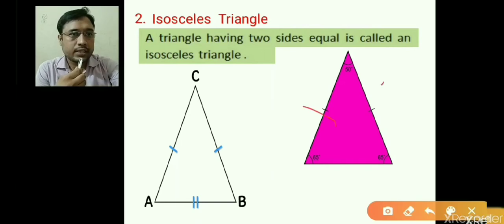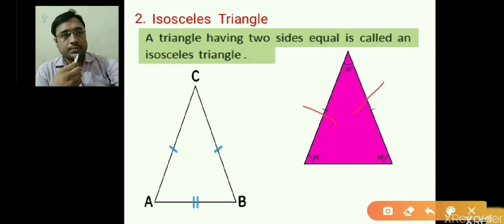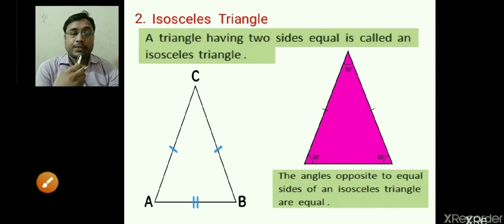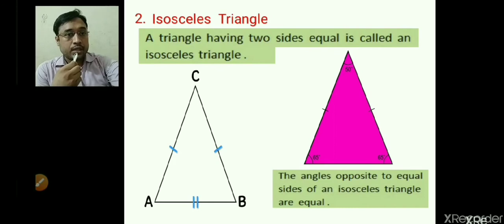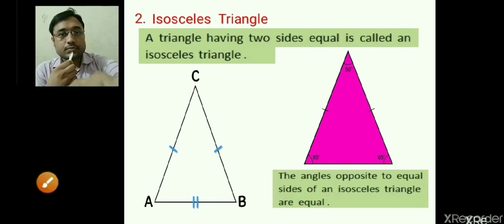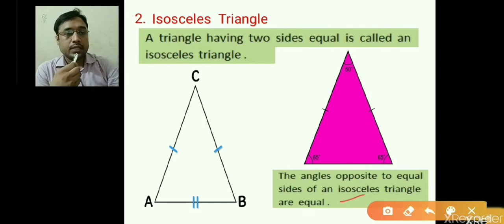This side and this side are equal, and the interesting point here is that the angles opposite to the equal sides of an isosceles triangle are equal. I have mentioned it here: angles opposite to the equal sides of an isosceles triangle are equal.